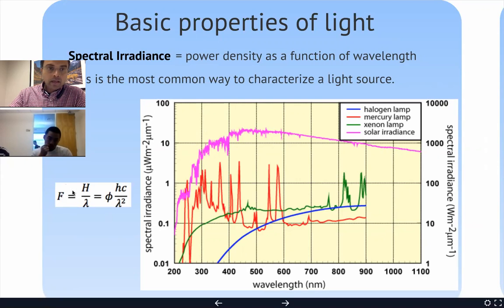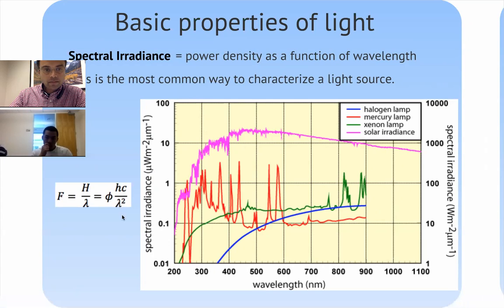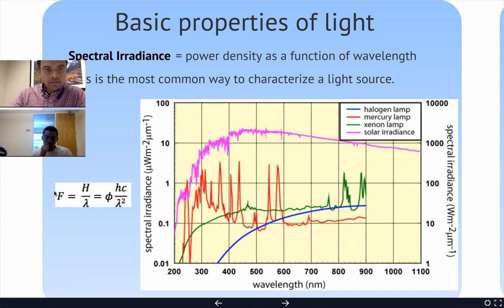And F, which is the spectral irradiance, is simply the total power density divided by the wavelength. Now, if you have a continuously varying source like this, you have to take a derivative. You take the derivative of the power density divided by d lambda. And you can show, based on that, this is the flux multiplied by hc over lambda squared. So that's the spectral irradiance.